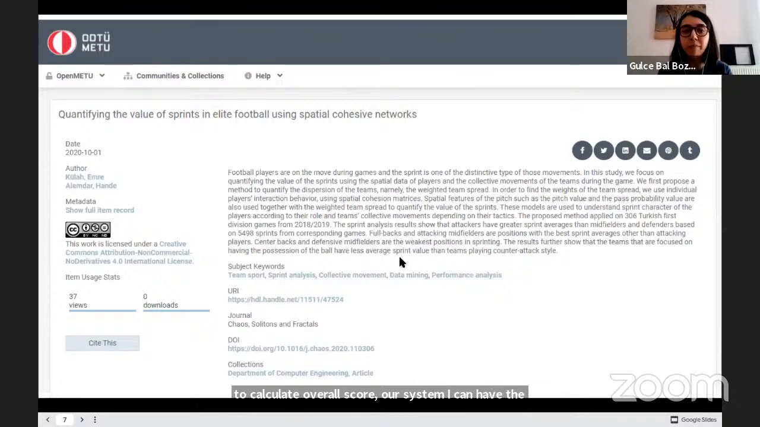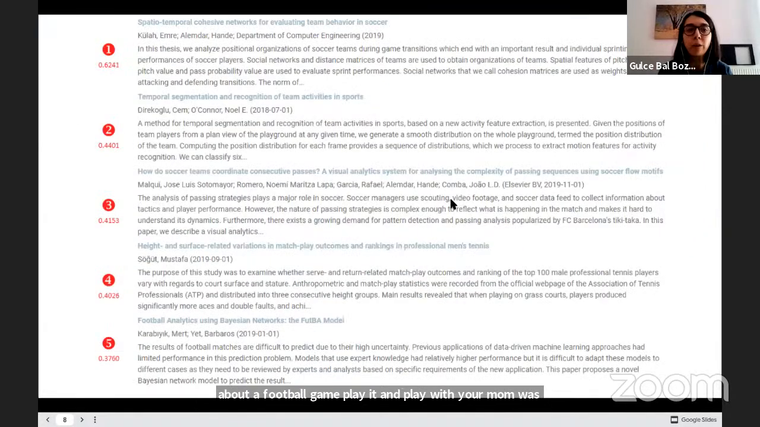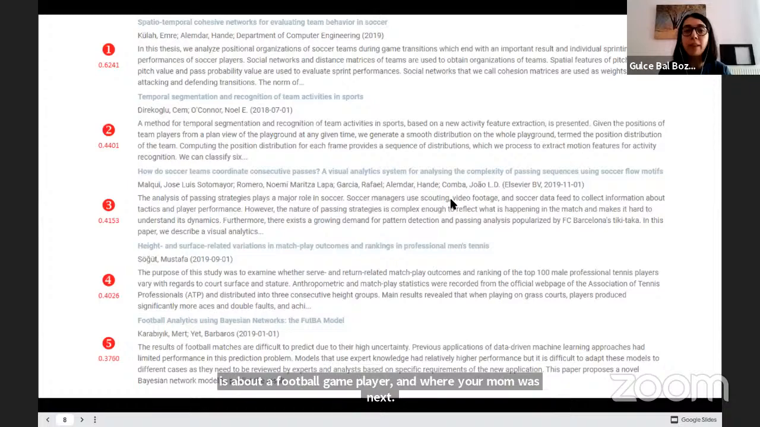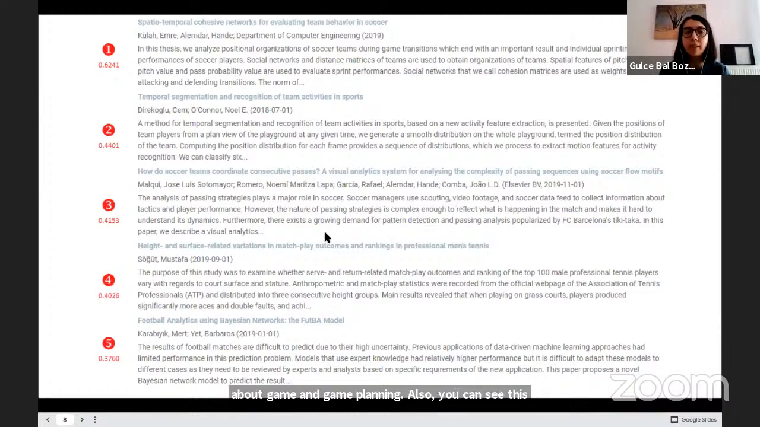You can see the item viewed by the user. This is about a football game, players and player movements. You can see the recommendations. All of them are about games and game playing, also movements. You can see the scores in the red bullets.